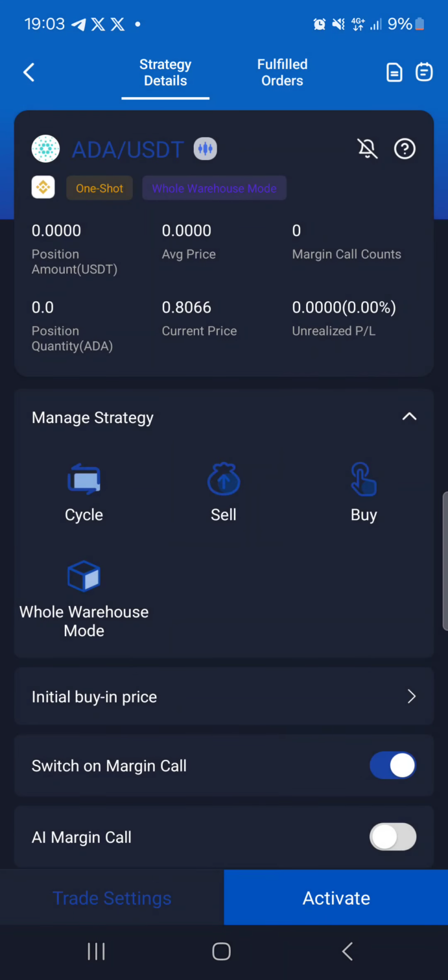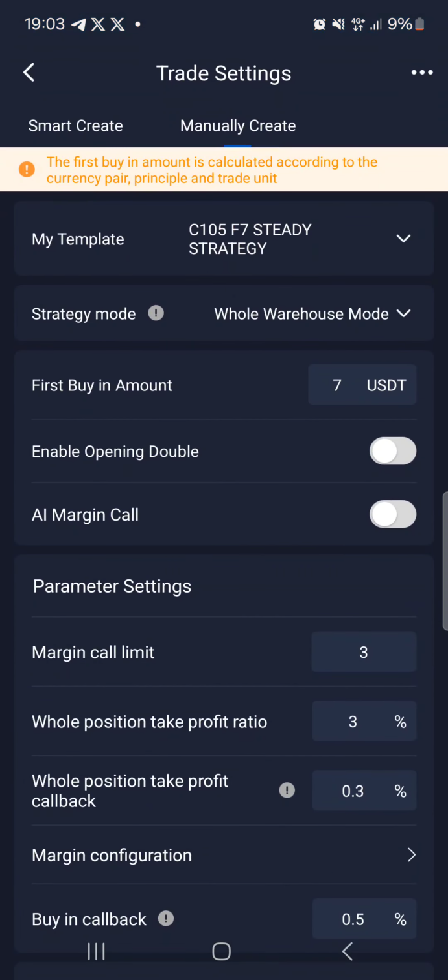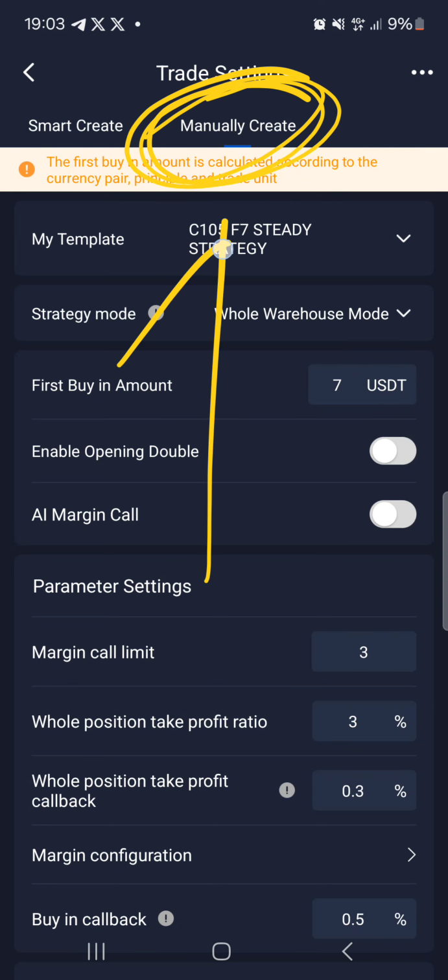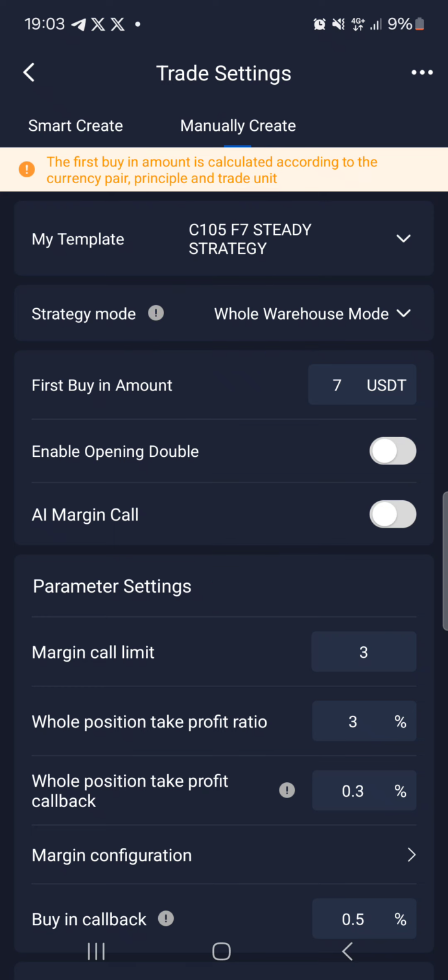And now when you reach here, don't activate, but tap on trade setting. You tap on trade setting down here, and then after you tap on trade setting, I want you to come and tap on manually create on top. Manually create on top here. Tap on manually create on top there.